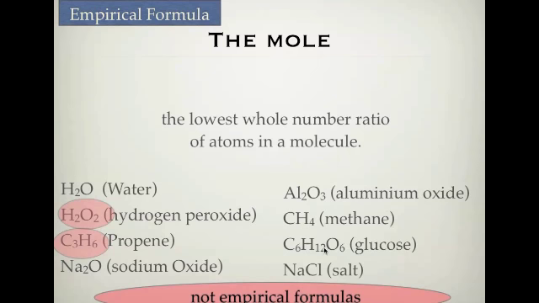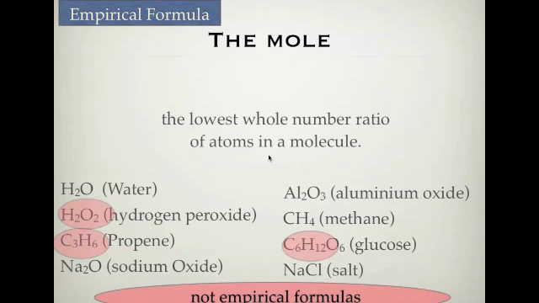Glucose, 6, 12, 6, not an empirical formula. It is not an empirical formula because you can cancel these numbers down. You can cancel the 6 down to 1, cancel the 12 down to 2, cancel down the 6 to 1 again. So you'll have CH2O as being the empirical formula for glucose. Salt, on the other hand, 1 to 1, empirical formula, all good. So you get the understanding that empirical formula is the lowest whole number ratio of atoms within a molecule.